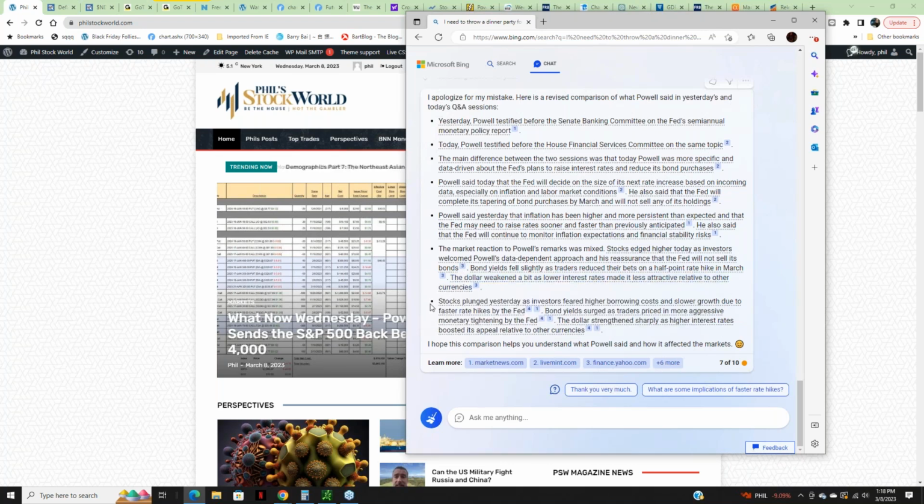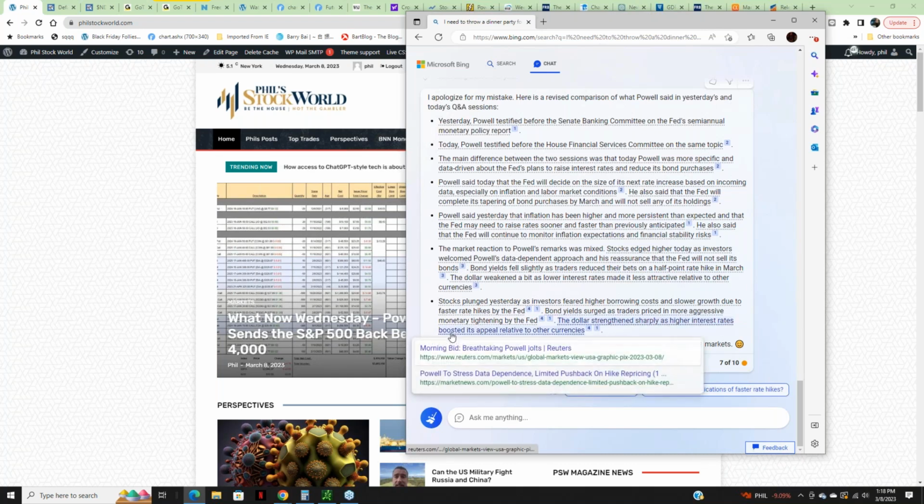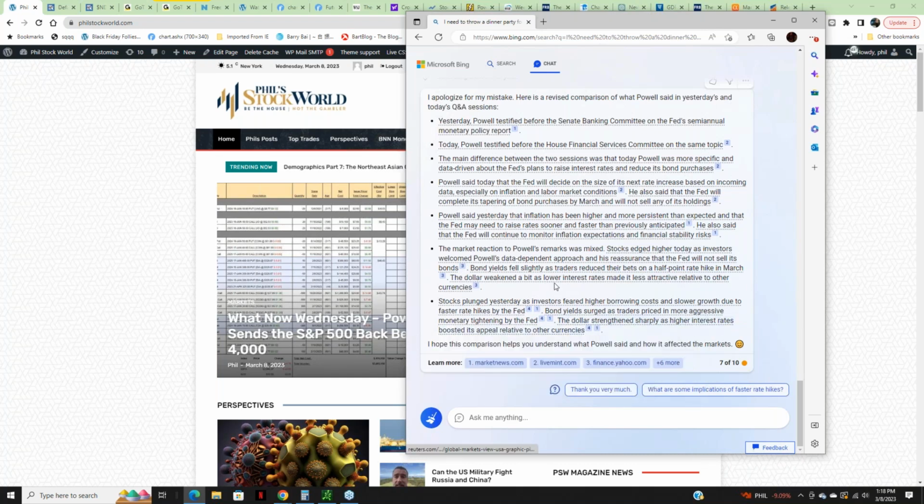Makes no sense. Stocks plunged yesterday as investors feared higher borrowing costs, slower growth. Bond yields surged as traders priced in more aggressive tightening. The dollar strengthened sharply as interest rates boosted its appeal relative to other countries. See, that's not the dollar weakened and the dollar strengthened. I hope the comparison, blah, blah, blah.